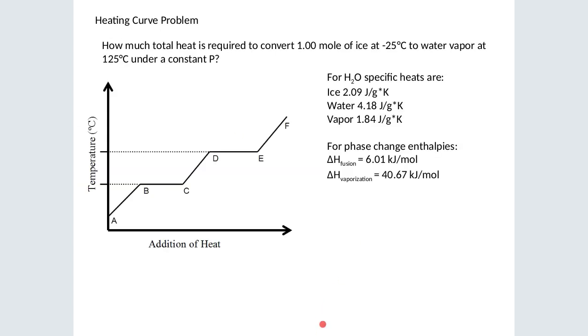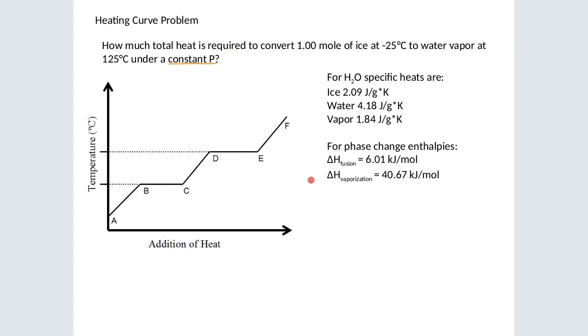All right, so let's put these two equations to work here. We're going to go back to our heating curve. And this is what a typical heating curve problem is going to look like. It's going to say how much total heat is required to convert 1 mole of ice that's initially at minus 25 degrees C to water vapor at 125 degrees C, all under constant pressure, right? So you're always going to see that little clause thrown at the end. We don't calculate pressure. We just realize, all right, I've got to keep the pressure constant throughout all of this.